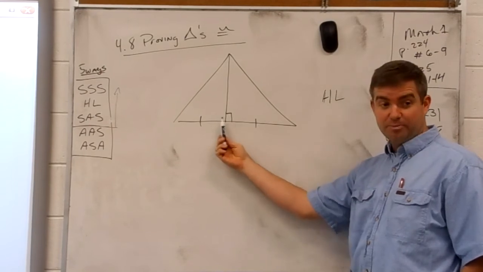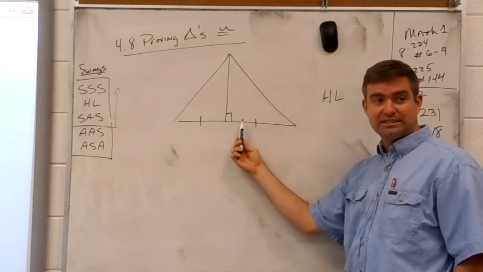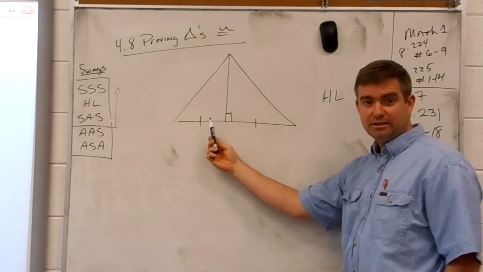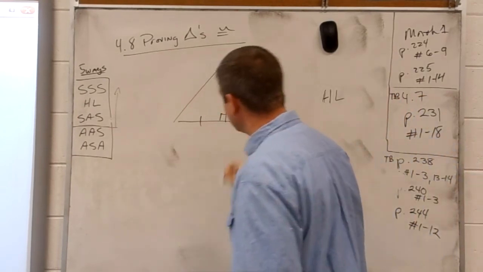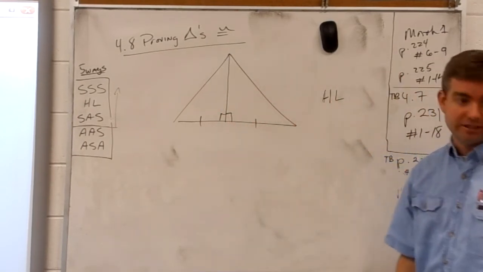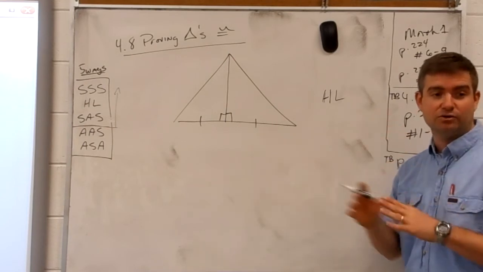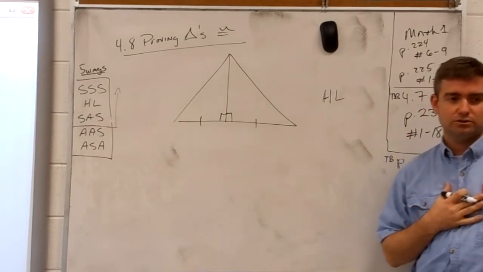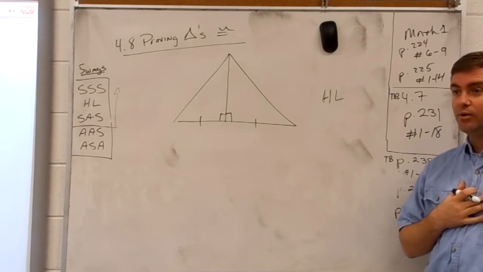I think they're a linear pair. And if this one is 90 degrees, then what does this one have to be? 90 degrees. Has to be. So it's understood that both of those are 90 degrees. So that takes care of that. Both triangles are right triangles. Okay? Can we say HL?